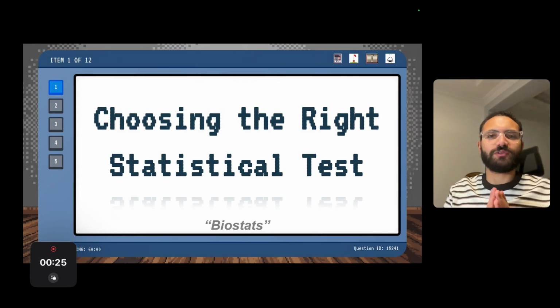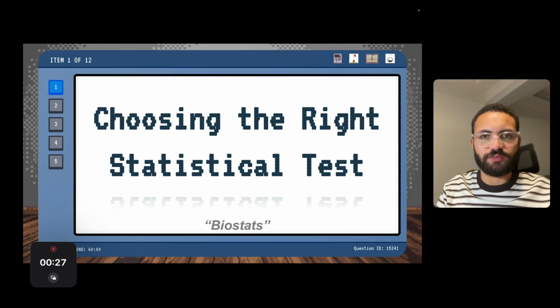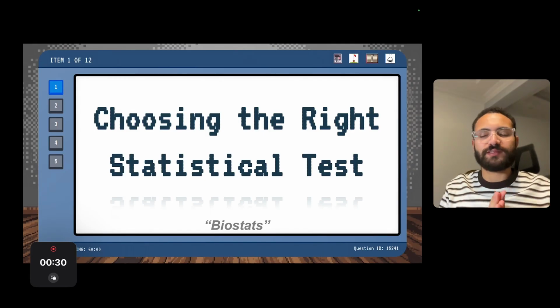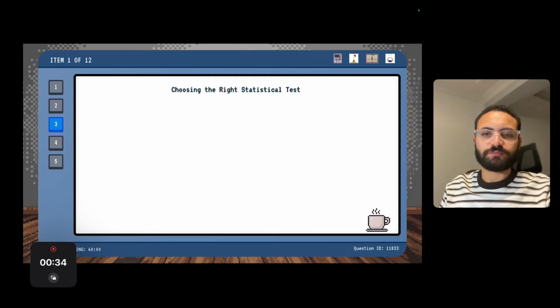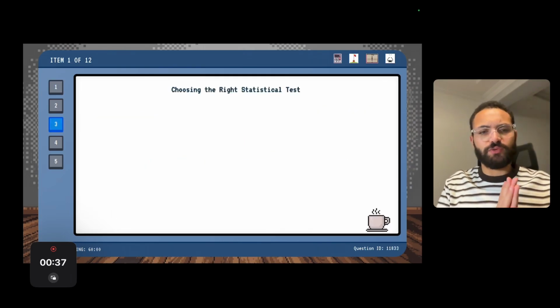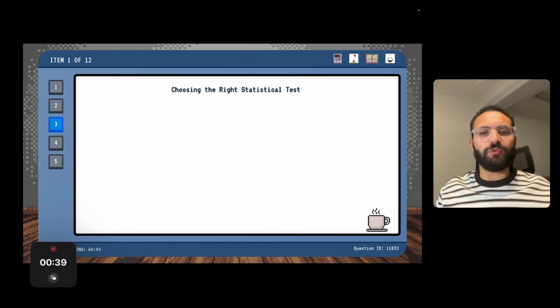So today we are going to discuss an important biostat topic, which is how to choose the right statistical test during the step one questions. So this algorithm will help us during the process. The first thing we are going to ask, what is the dependent and the independent variable?